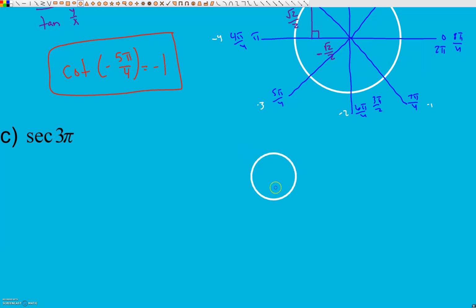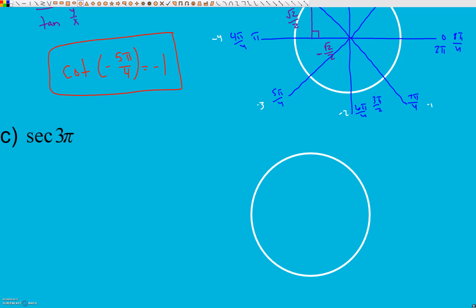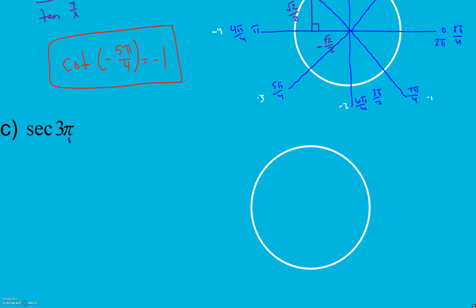Secant at 3 pi here. I have pi divided by just 1, so we just divide it once. Draw one circle. I have 0, I have 1 pi, I have 2 pi, I have 3 pi.